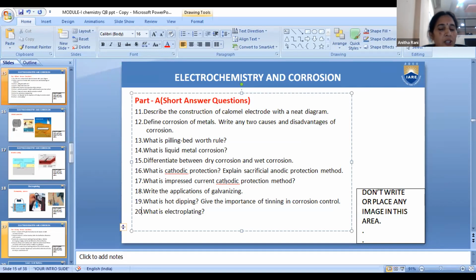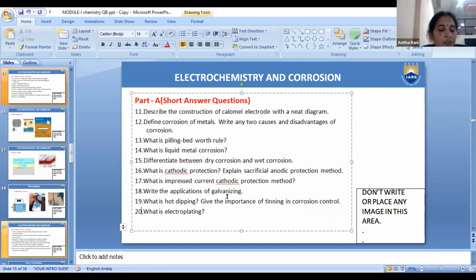Students, what is impressed current cathodic protection method? Ma'am, we provide electricity to make the metal act as a cathode. So we apply electrical energy directly, so that we can convert the corroding metal from anode to cathode.